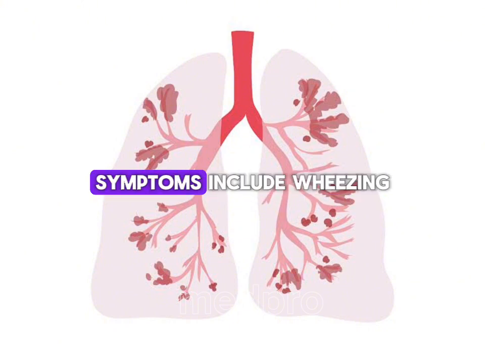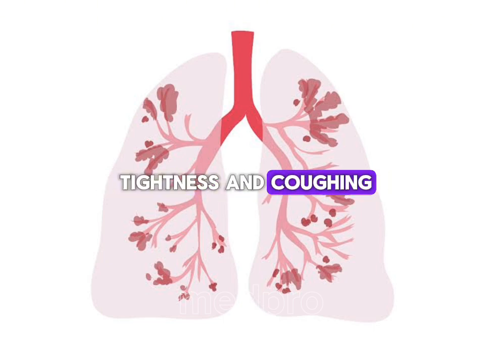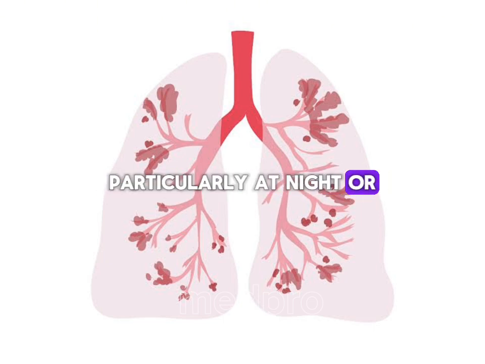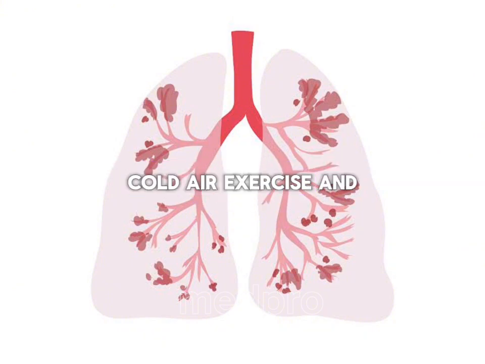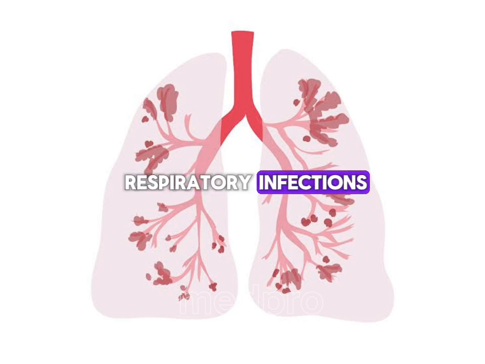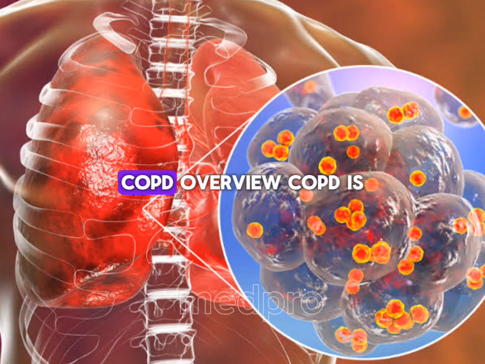Symptoms. Symptoms include wheezing, shortness of breath, chest tightness, and coughing, particularly at night or early in the morning. Triggers. Common triggers include allergens, cold air, exercise, and respiratory infections. 2. Chronic obstructive pulmonary disease, COPD.